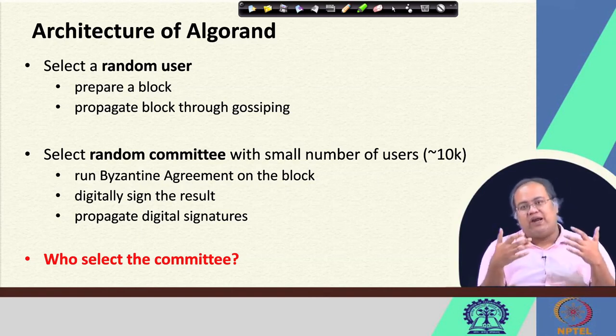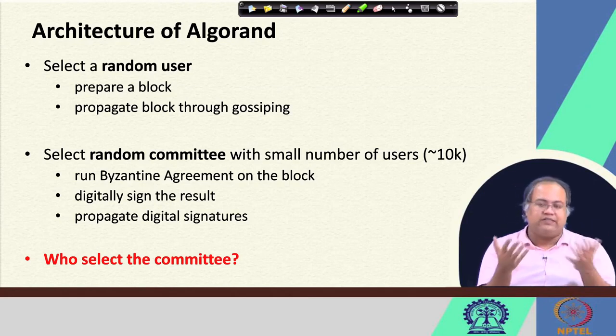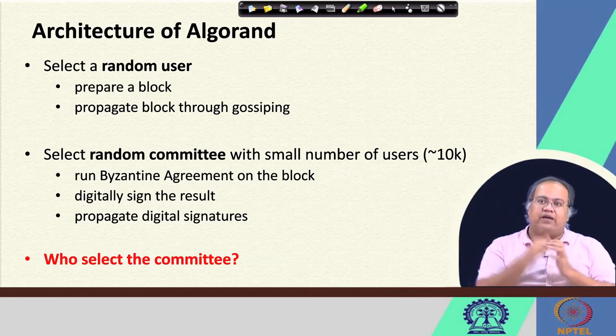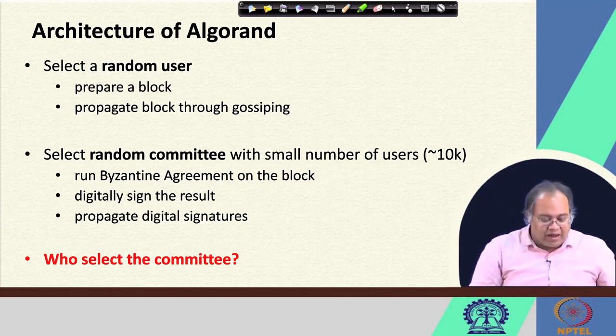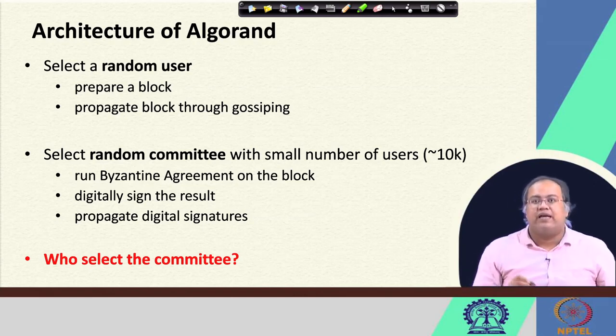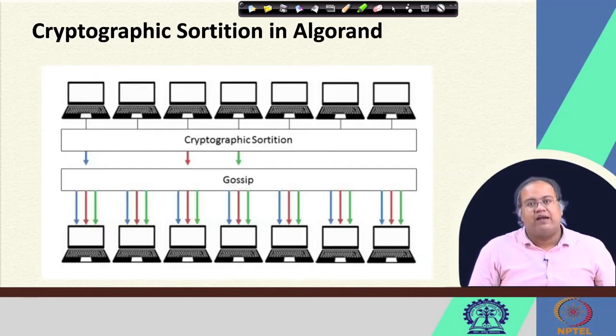Well, because we are in a decentralized network, I cannot have any third person or a trusted third party who is going to select the committee for me. Now, that is the most important committee, and here Algorand actually does the magic, and we are going to see what magic it does. To select that committee, the magic that Algorand uses is called cryptographic sortition.